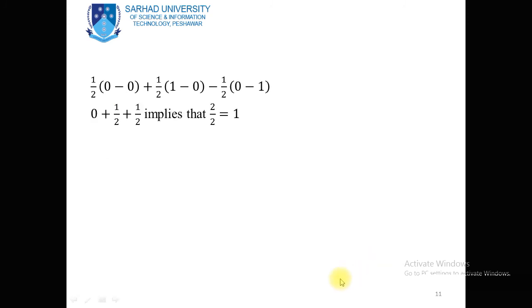So after putting the limits, we obtain 1 over 2 into 0 minus 0, plus 1 over 2 into 1 minus 0, minus 1 over 2 into 0 minus 1. After simplification, we obtain 1 over 2 plus 1 over 2. Now taking the LCM of these two terms, we obtain 2 divided by 2, which is equal to 1.